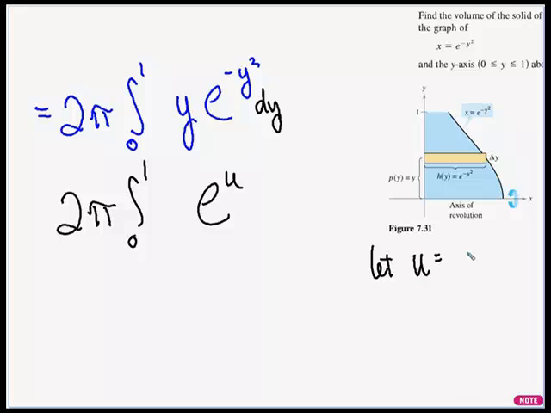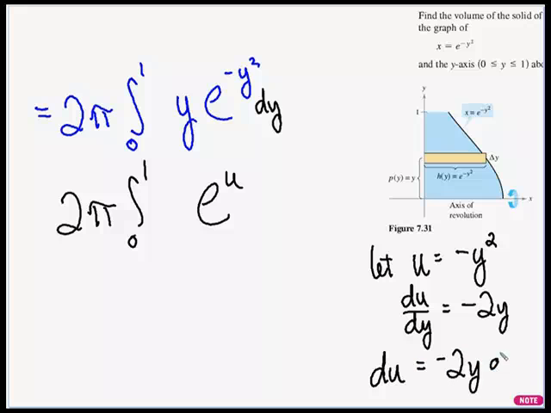And that means we're going to let u equal negative y squared. There we go. So what is the derivative of u? Well, du with respect to y will be du dy equals negative 2 y to the first, and then I would multiply both sides by dy. So our du is negative 2y dy. Let's see if we have that in our setup. Well, we have y dy, so what we're missing is the negative 2.